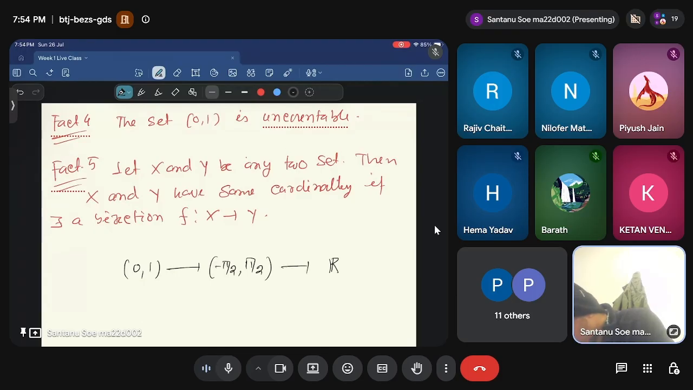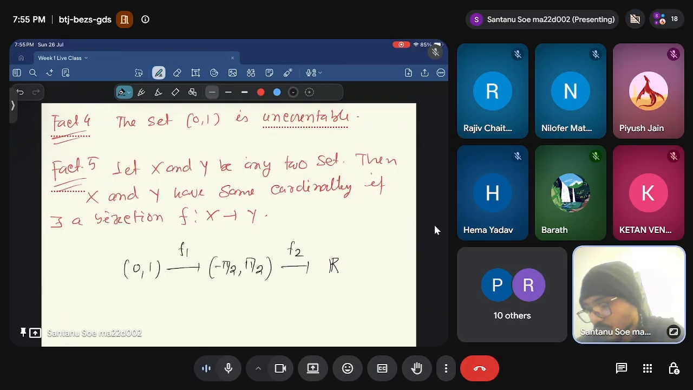So let's say this is f1 and this is f2. Now the task is much easier, right? Because we just have to find a bijection f1 and another bijection f2, then we can do the composition. We're going to get the composition f2 ∘ f1, and that will be a bijection from the open interval (0, 1) to R. So now we just have to find out what f1 and f2 are.